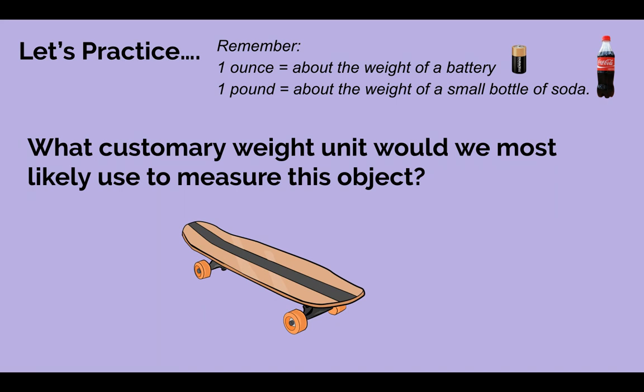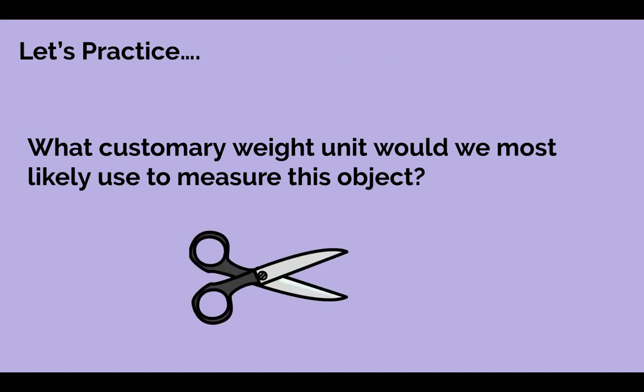What about this object? A skateboard. Would we measure this in ounces or pounds? Correct answer is pounds. How about this object? A pair of scissors. Would we measure this in ounces or pounds? Ounces.